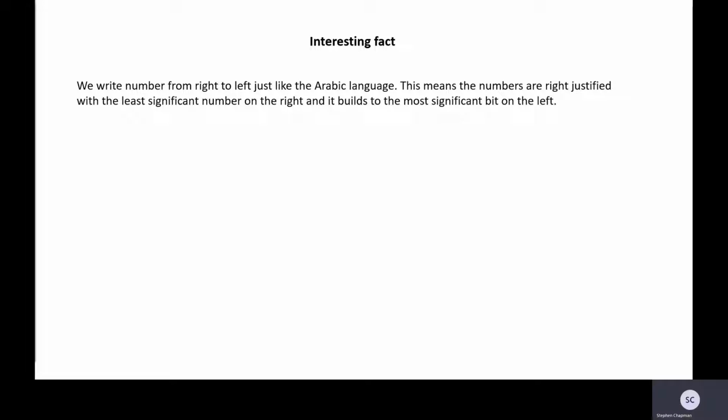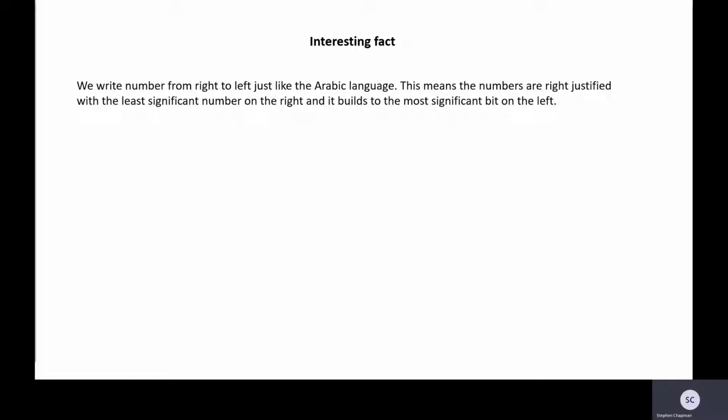Now, we use the word Arabic, and an interesting fact is that we write our numbers from right to left. We write our words in English using the Latin alphabet, from left to right. Arabics write their letters, their words, from right to left, and so do other countries who might use Hebrew. They write from right to left. So the interesting fact here is the Arabic numbering system is from right to left.